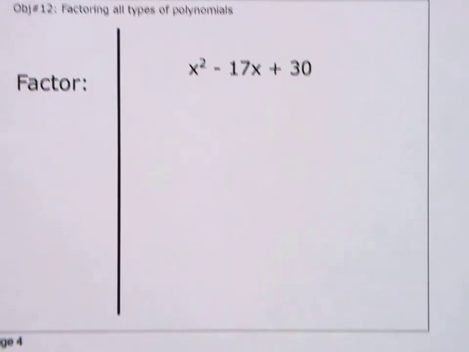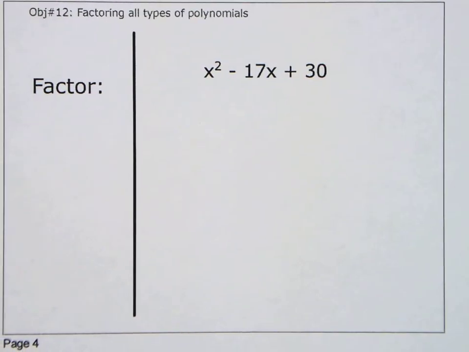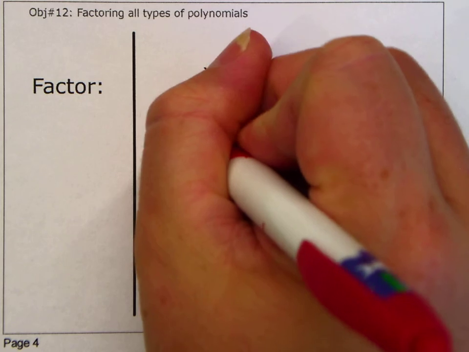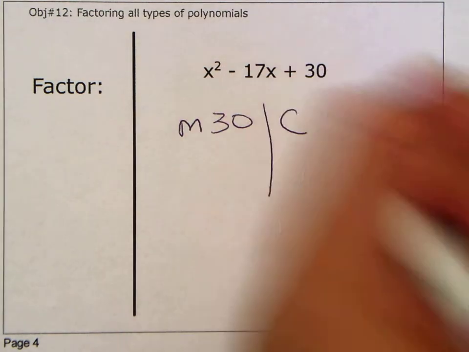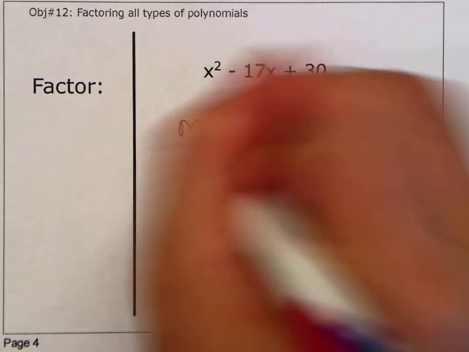X squared minus 17x plus 30. This is the second type we learned. What type is this? This is your MC chart. This is your multiply combine chart. So we're multiplying to what number? 30. And we're combining to negative 17.